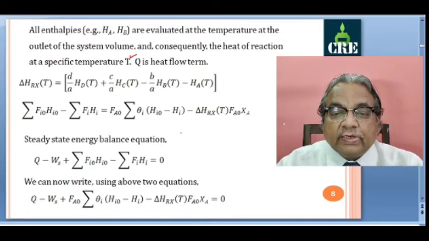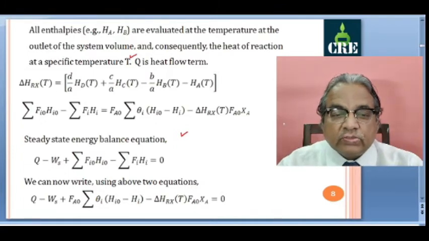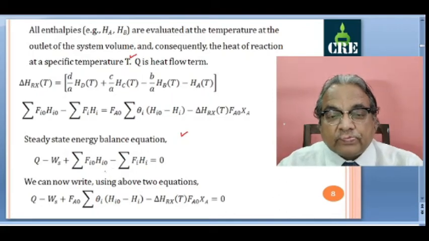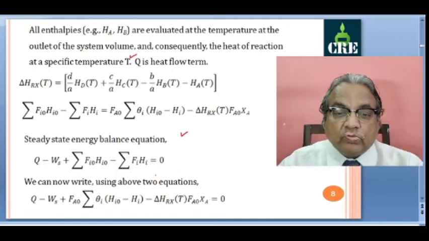Now when we write the steady state energy balance equation, it is Q minus Ws. Ws is work done. Usually in our cases this will be 0. Q may be 0 or may be a positive or negative value, and we will see the cases. For adiabatic operations it will be 0. And this is the energy balance equation: Q minus Ws plus summation of Fi0 Hi0 minus summation of Fi Hi is equal to 0.